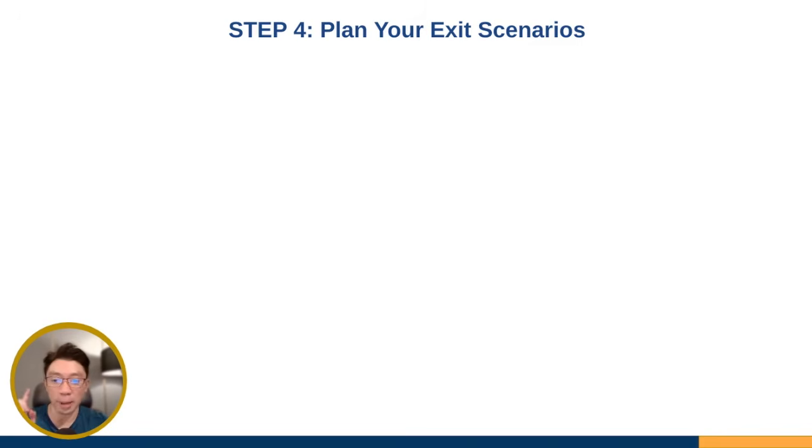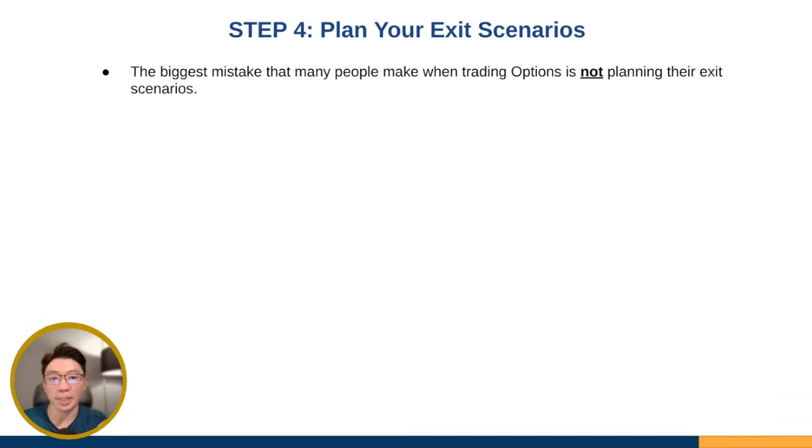Let's move on to step 4, which is the most important one out of all the steps that I mentioned here, if you want to be able to trade properly, and that is to plan your exit scenarios. The biggest mistake that many people make when trading options is not planning their exit scenarios. For example, many times when they get into the trade, they have no idea what they're going to do if the market is going to move against their positions.